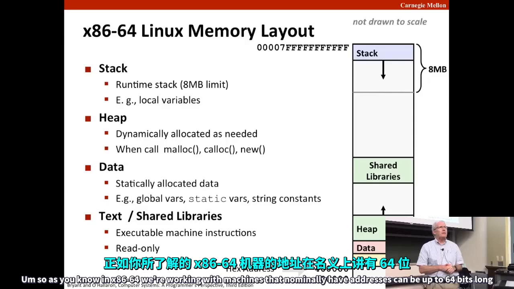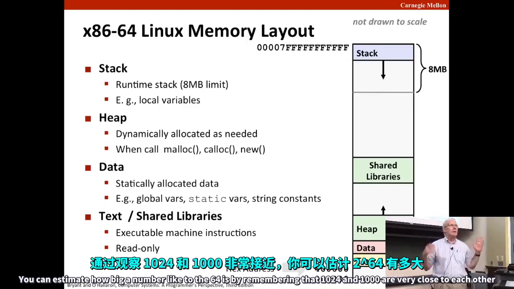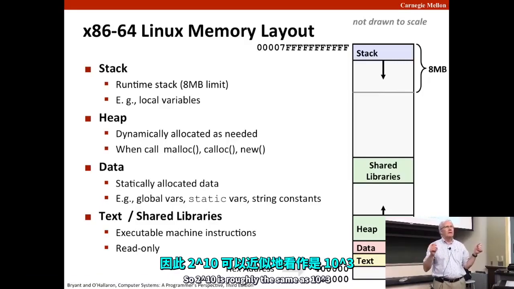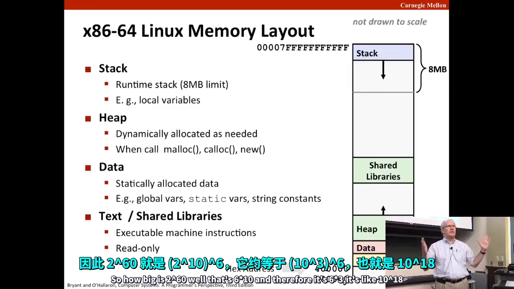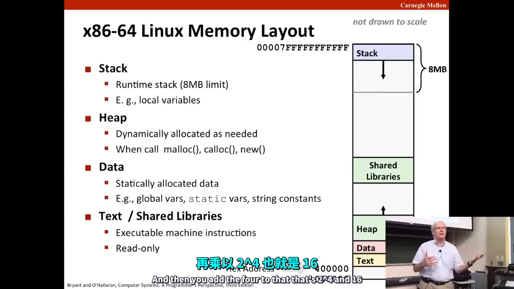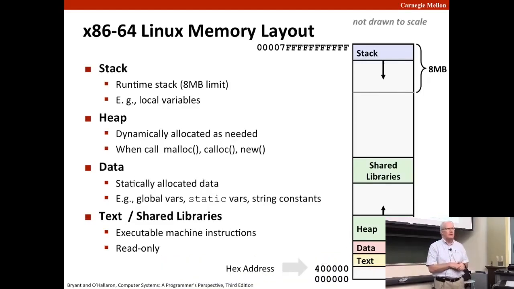As you know, in x86-64, we're working with machines where addresses can nominally be up to 64 bits long. Remember I told you at the beginning of the course, you can estimate how big a number like 2 to the 64 is by remembering that 1024 and 1000 are very close to each other. So 2 to the 10th is roughly the same as 10 to the 3rd. You take 64 and you think 60. So how big is 2 to the 60? Well, that's 6 times 10, and therefore it's 6 times 3, so like 10 to the 18th. And then you add the 4 to that. 2 to the 4th is 16. So it's around 16 times 10 to the 18th bytes.